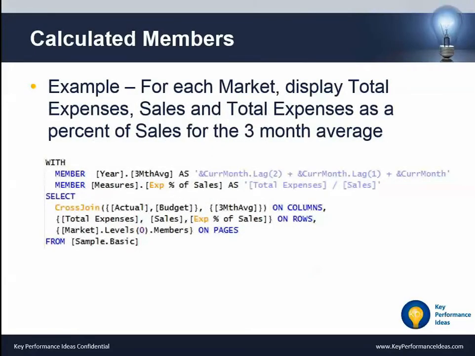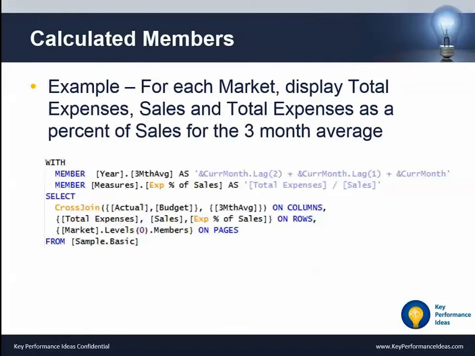So another example, so for each market, display the total expenses, sales, and total expenses as a percent of sales for the 3-month average. Just trying to show you how flexible this can be to give you your different pieces. So here we actually have 2 calculated members. We have our same 3-month average, which we just created, and then we're also creating the expense percentage of sales as total expenses divided by sales.